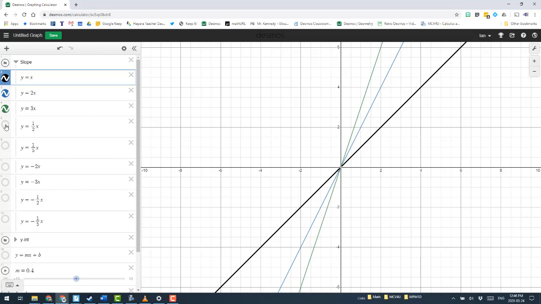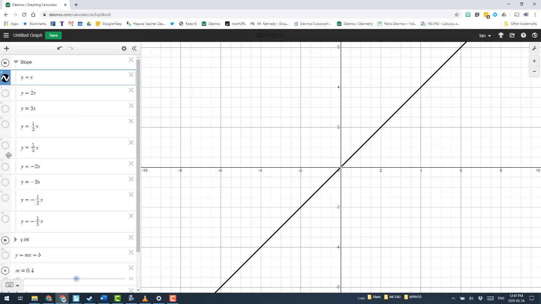Let's go the other way. y equals 1/2 x. We can see the line gets a little more shallow, a little more flat, and y equals 1/5 x, like that. So you can see as I change my slope, as m gets bigger, the slope gets steeper. As m gets smaller, the slope becomes less steep.